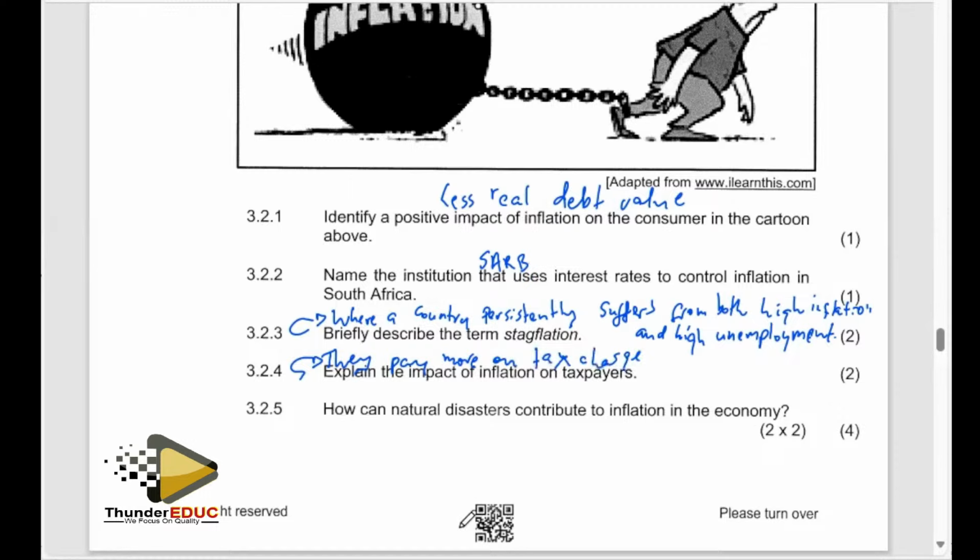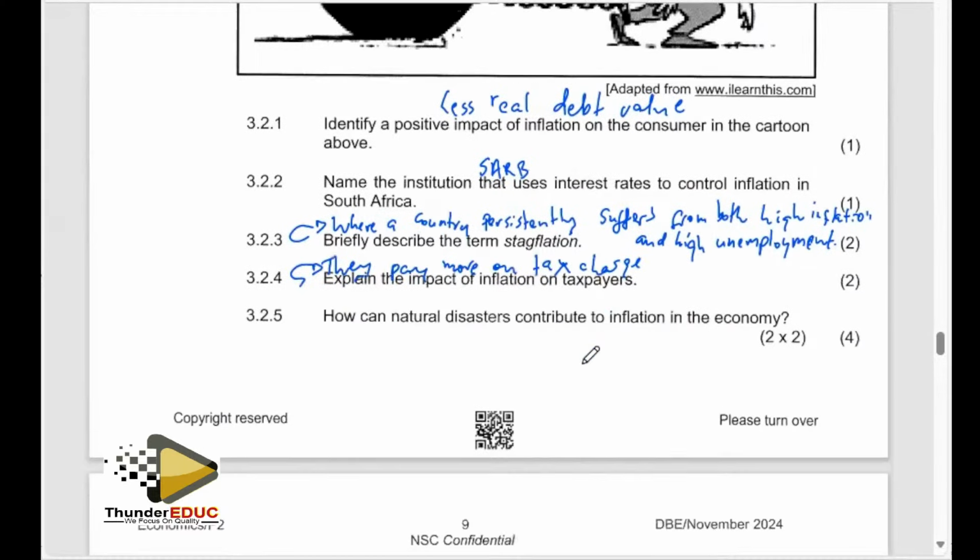Okay, right. So now let's move on to 3.2.5. It reads as follows. How can natural disasters contribute to inflation in the economy? Disasters lead to a maximum rise in consumer prices. Also, disasters destroy crops, buildings, and infrastructures.